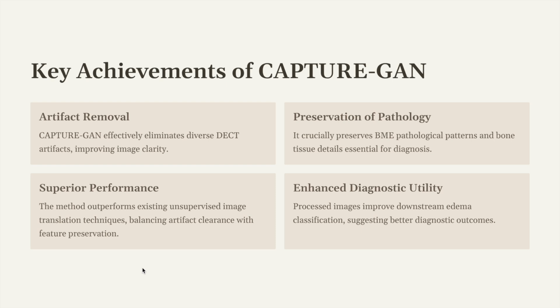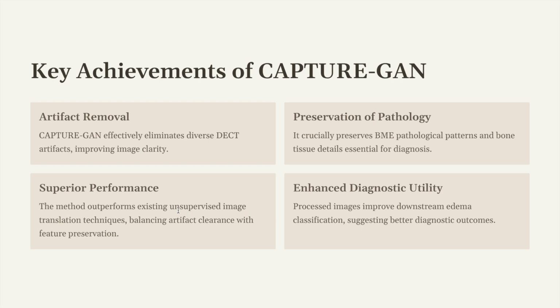True BME patterns and fine bone structures remain intact. The network does not oversmooth or erase subtle pathological details. Even if the artifact is adjacent to or overlapping a real edema region, CAPTURE-GAN preserves the shape, size, and intensity of the edema. Likewise, cortical lines and trabecular architecture, features critical to diagnosing conditions like osteoporosis or microfractures, are kept crisp. This confirms that the pre-trained classifier and the masking mechanisms are doing exactly what they're supposed to: prevent the network from throwing the baby out with the bathwater.